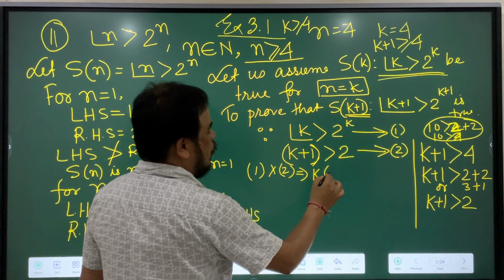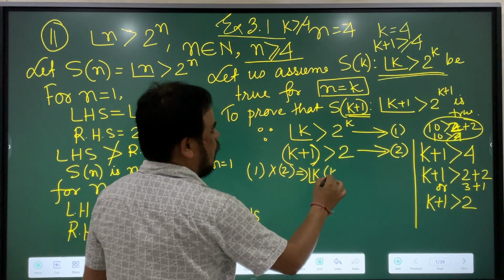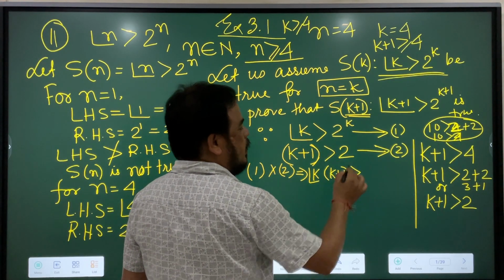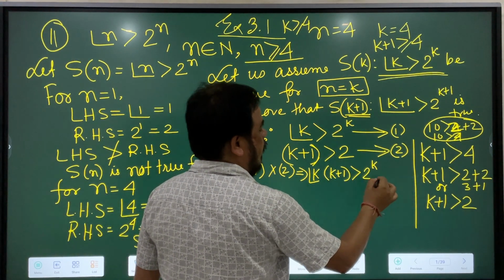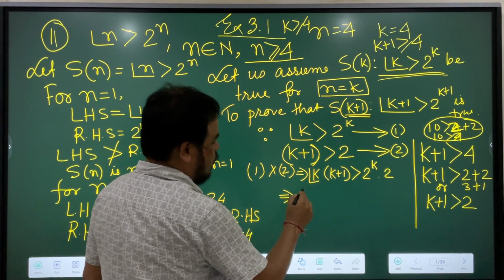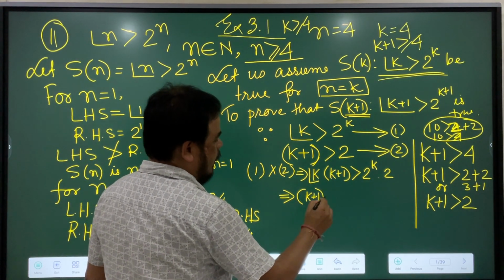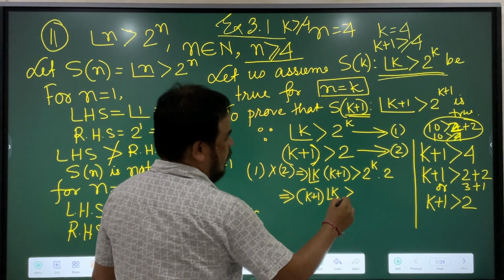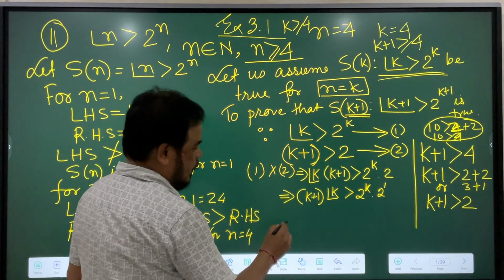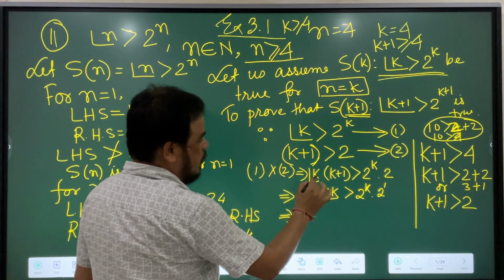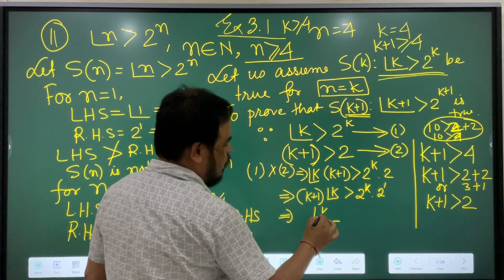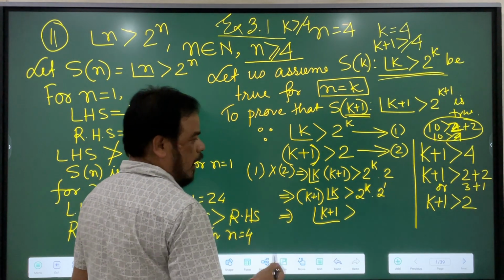K factorial into k plus 1 is greater than the right hand side multiplication, 2 to the power k into 2. Now this can be written this way also, k plus 1 into factorial k, same meaning. Here 2 to the power k into 2 to the power 1. Nothing is done, just the place is changed. So k plus 1 into factorial k will be k plus 1 factorial, this one I already explained.